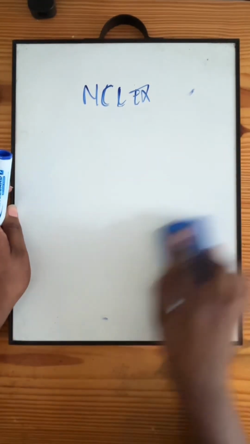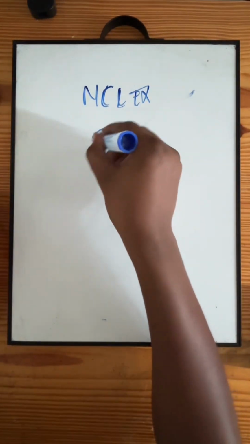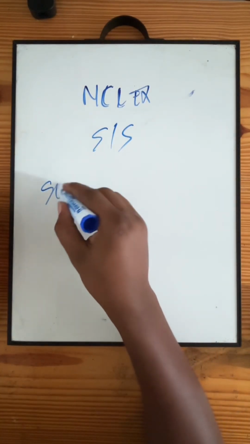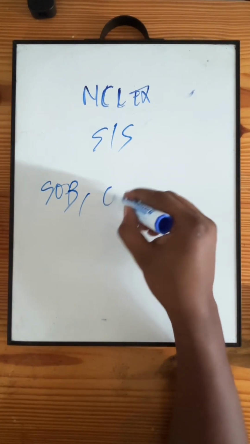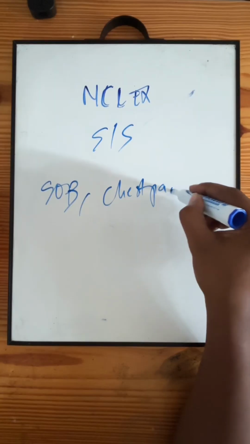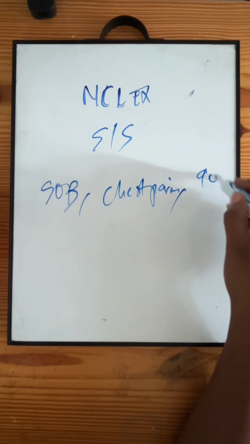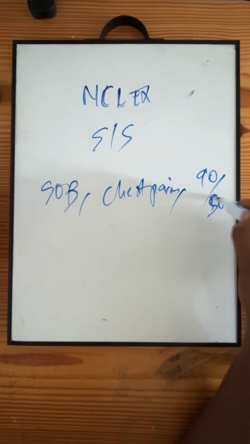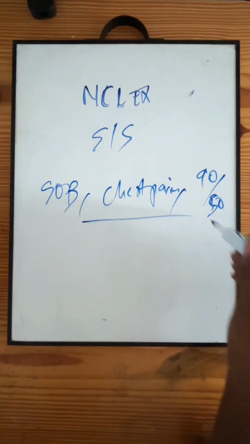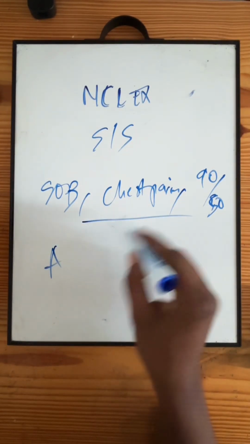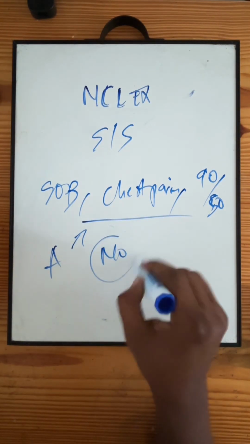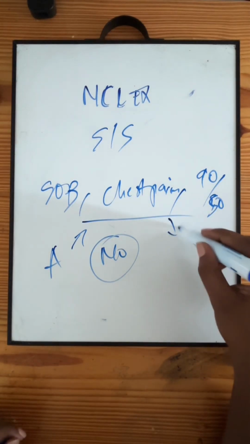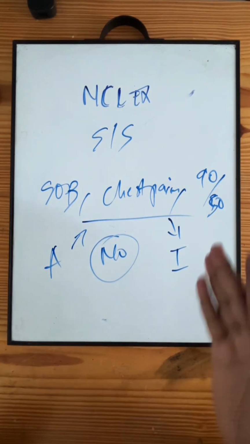You want to focus on the patient's signs and symptoms. If I tell you a patient is having shortness of breath, chest pain, or a 90/50 blood pressure reading, this is a life-threatening situation. Will I do assessment first for this situation? No. I cannot do assessment. I need to move to intervention because this is a life-threatening situation.